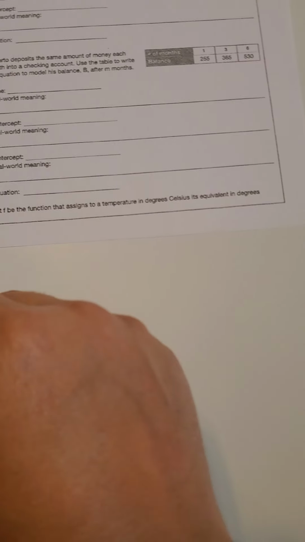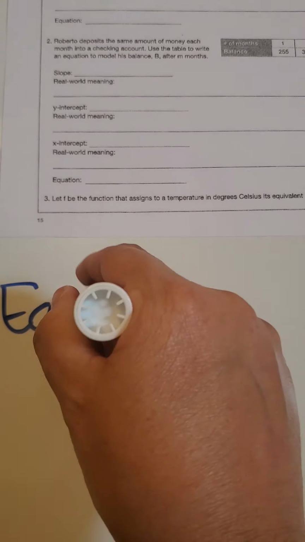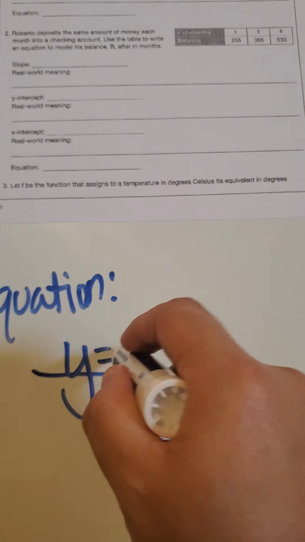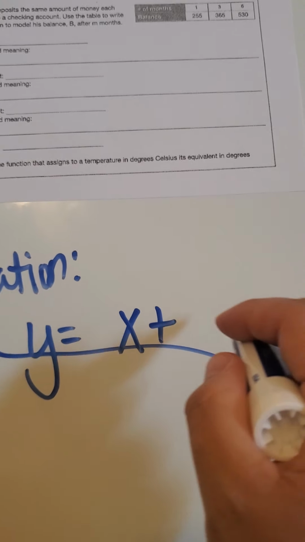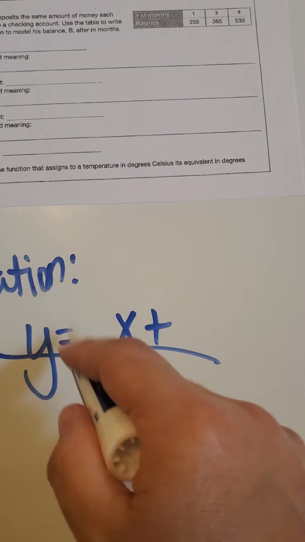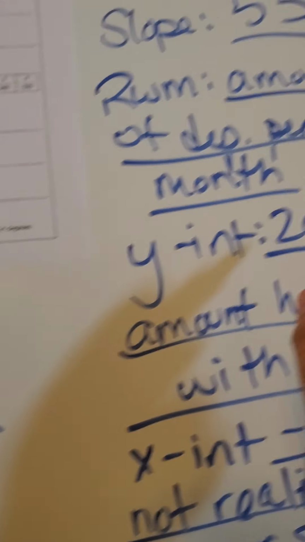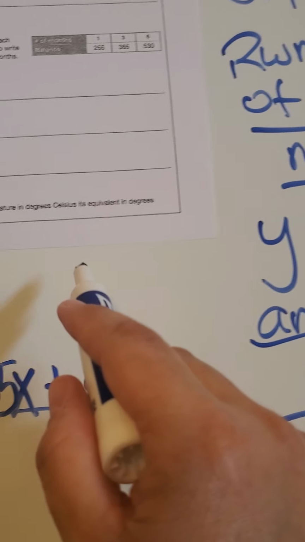All right, then my equation would be y equals whatever x plus whatever b. So slope, remember, was 55. So that goes here. And my y-intercept was 200. So that's going to go here.